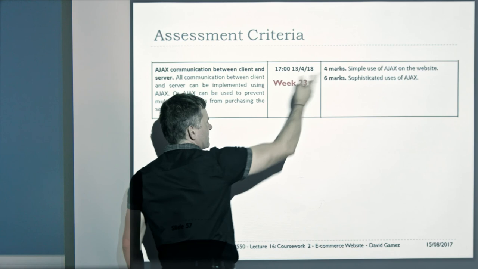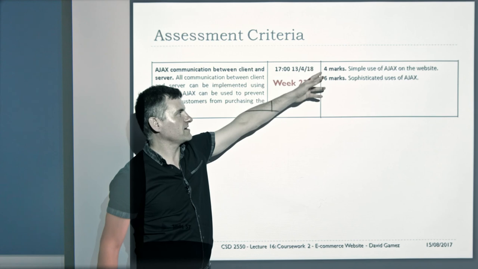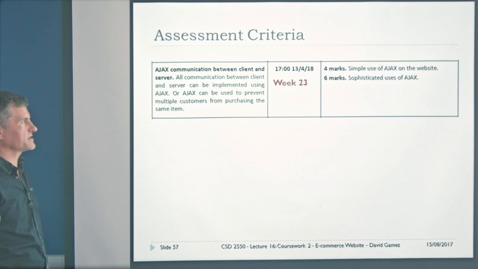And these are additive, obviously. You get 10 marks if you use a sophisticated use of AJAX, right? Because it also includes the simple use of AJAX. But if you just have simple, you're only going to get 4 marks.